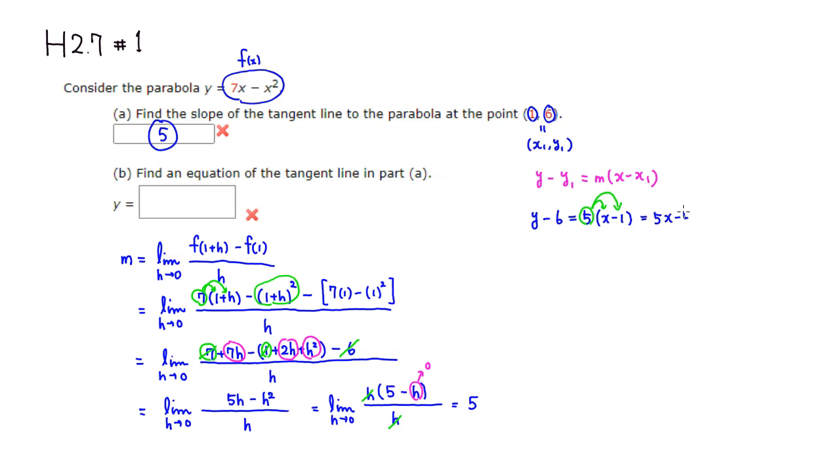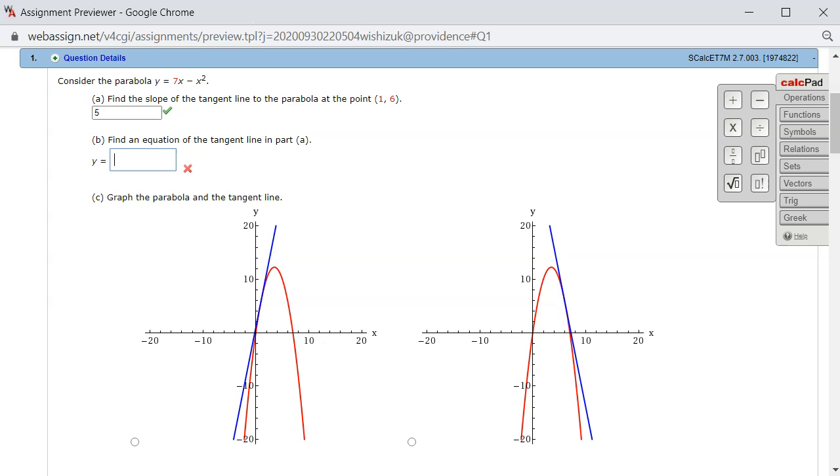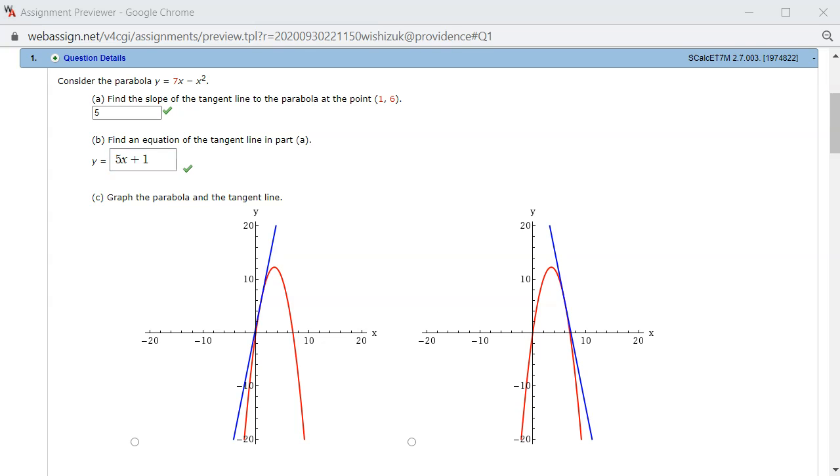So you get 5x minus 5. Since we have to write the answer in the form y equals something, we have to get rid of this negative 6. By adding 6, we can isolate y. The 5x is still there, and negative 5 plus 6 is positive 1. So we got 5x plus 1. Let's type that in and check the answer. It came back and it looks like we got part B correctly.